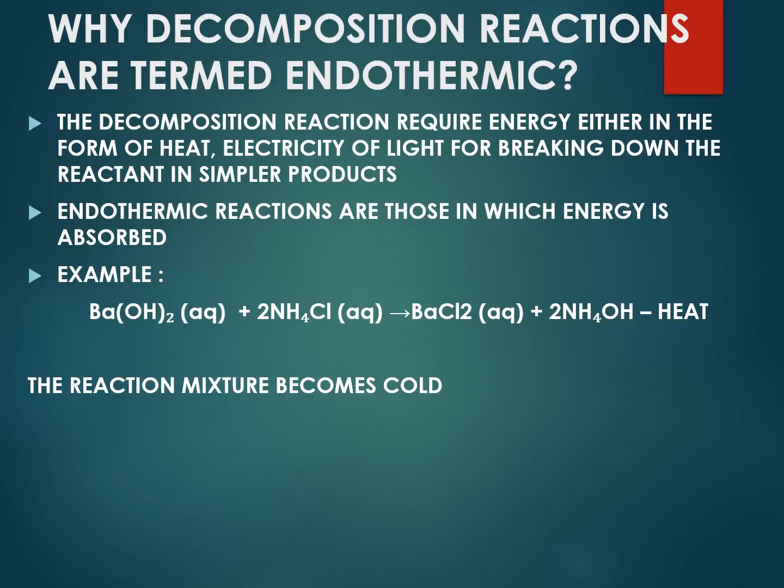Endothermic reactions are those in which energy is absorbed. Example, barium hydroxide reacts with ammonium chloride to form barium chloride and ammonium hydroxide. And minus heat is written on the product side, meaning to say that in this reaction, heat energy is absorbed and the reaction mixture becomes cold. Ba(OH)2 plus NH4Cl will give BaCl2 plus 2NH4OH minus heat. This indicates it is endothermic in nature.